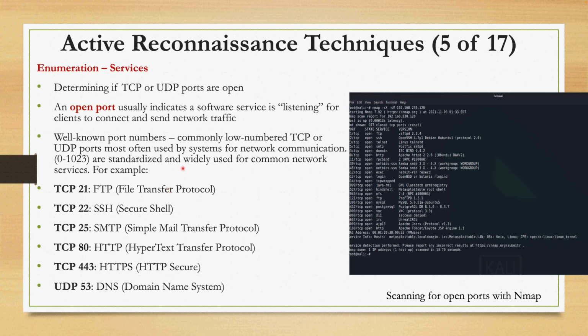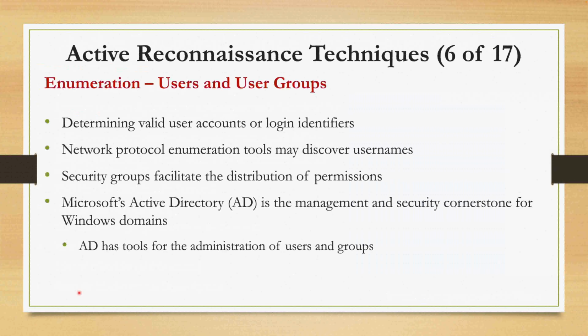Now, one more thing before we move to the next slide is something called well-known port numbers, and they're usually between 0 and 1023, like you see on the screen: TCP 21 for FTP, TCP 22 for SSH, TCP 25 SMTP, port 80 HTTP, 443 HTTPS, and DNS 53.